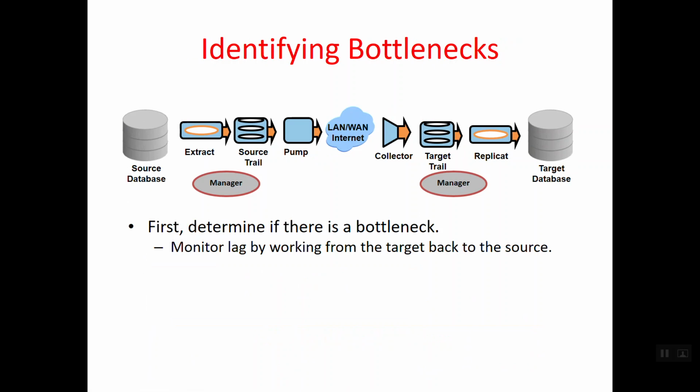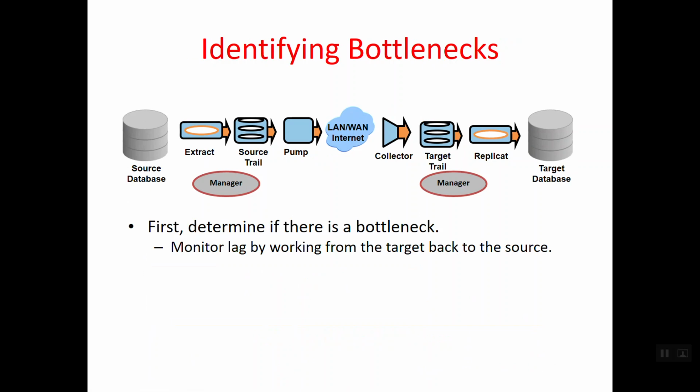The pump is delaying the data writing to the target trail file. So 1 hour is the gap in reading from the trail file and writing to the target trail file. So the pump has a problem, and you have to start troubleshooting on the pump side. Or assume the extract lag is 0, the pump lag is 0, and the replicate lag is 1 hour, then only the replicate has the problem.